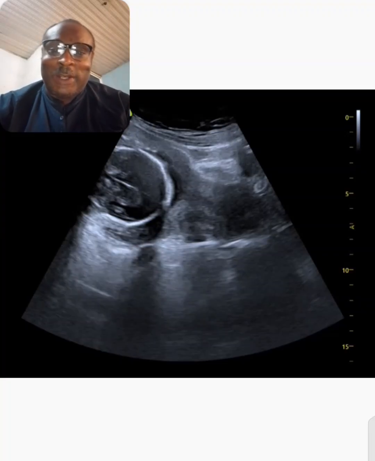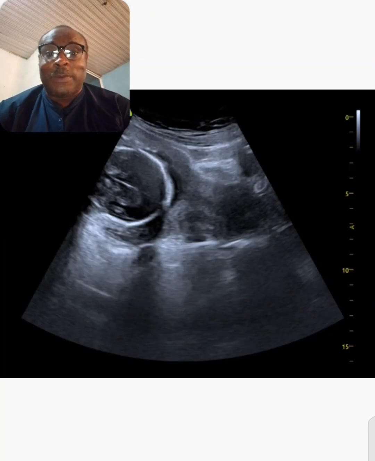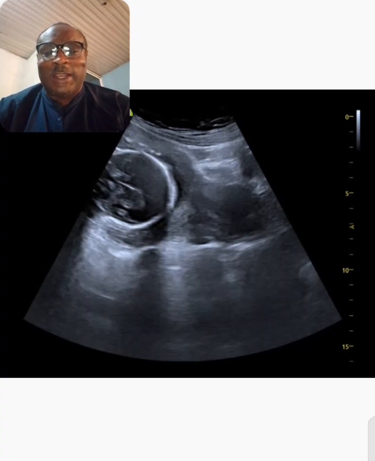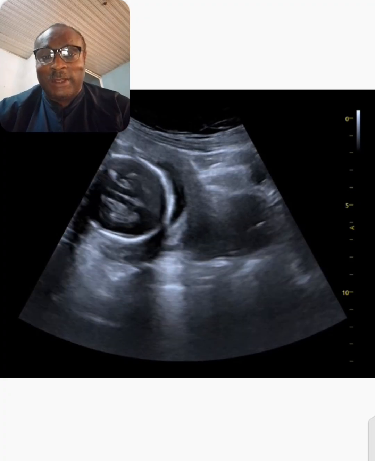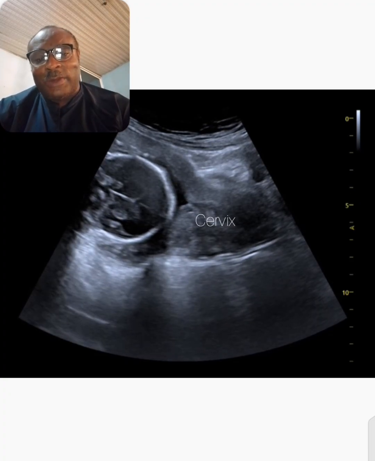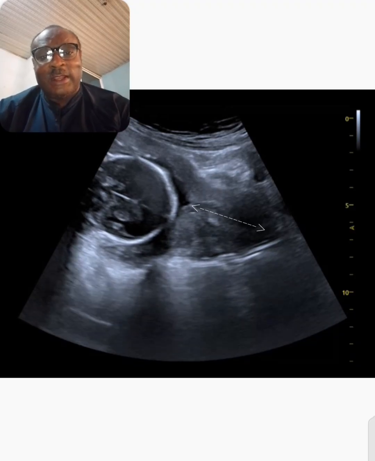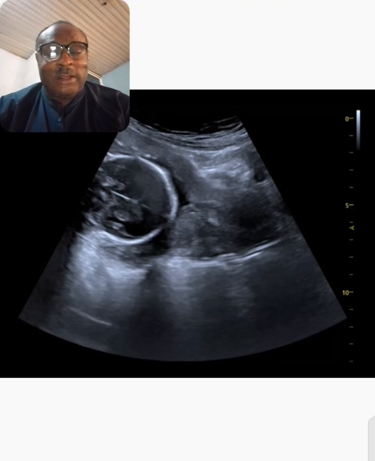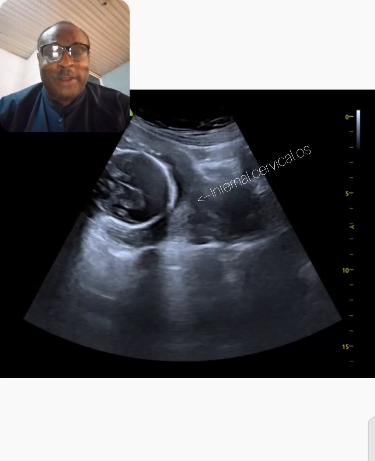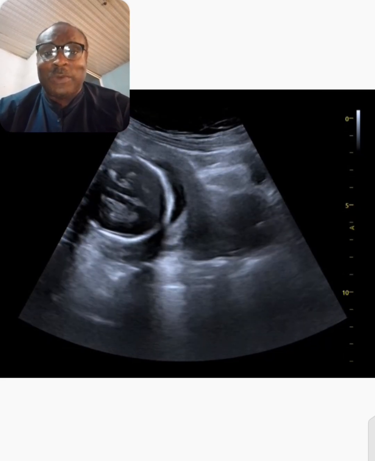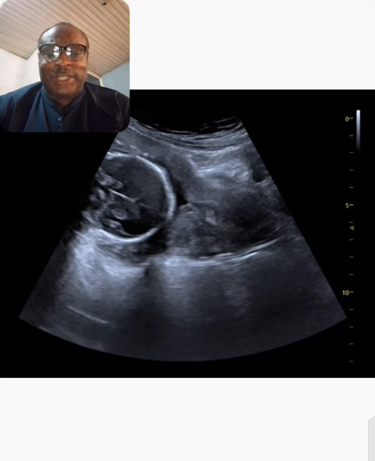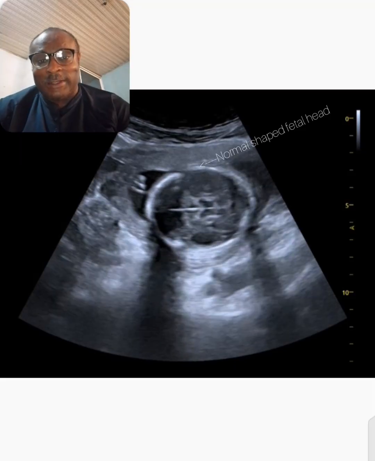Please join me in evaluating this second trimester obstetric ultrasound. As usual, I like to start evaluating from the cervix. The simple reason is that it enables us to evaluate the cervical length, the internal cervical os, to rule out placenta previa, vasa previa, and also to determine the presenting fetal parts, which in this case is the fetal head.